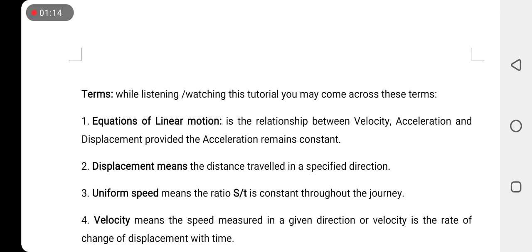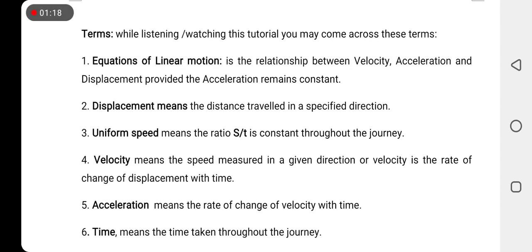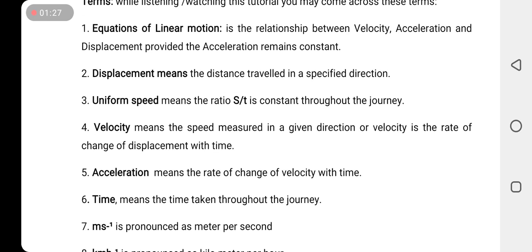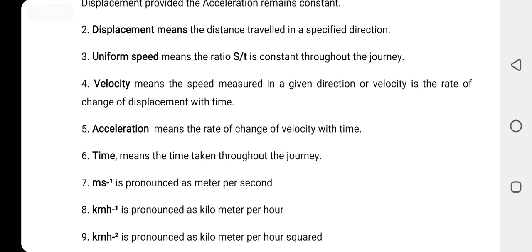While listening and watching this tutorial, you may come across these terms. 1. Equation of linear motion, which is the relationship between velocity, acceleration, and displacement, provided the acceleration remains constant. 2. Displacement, which means the distance traveled in a specified direction. 3. Uniform speed, which means the ratio of S over T is constant throughout the journey.